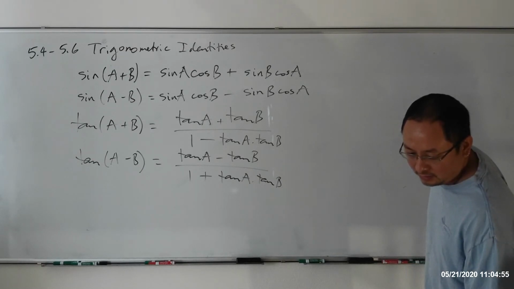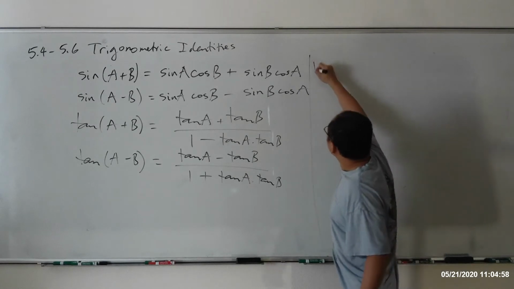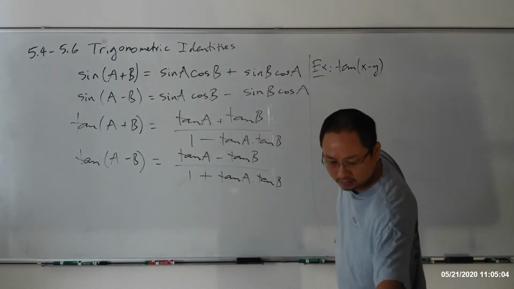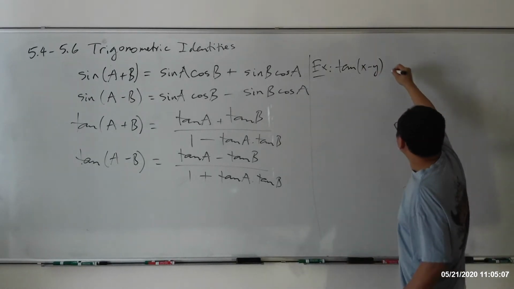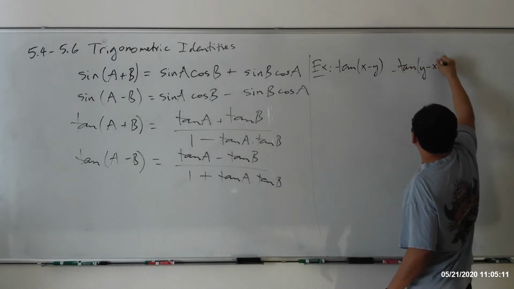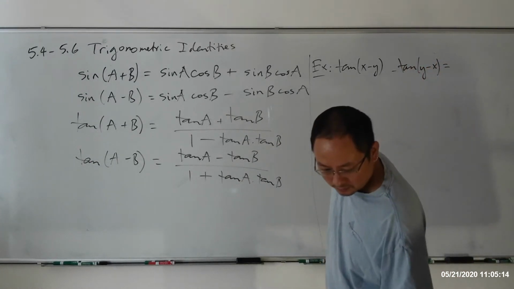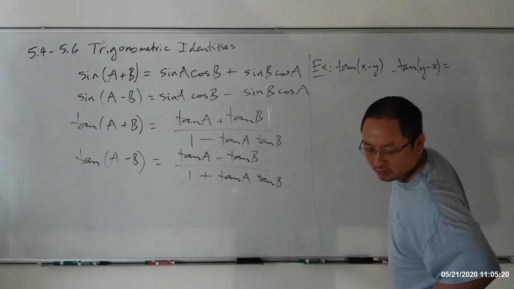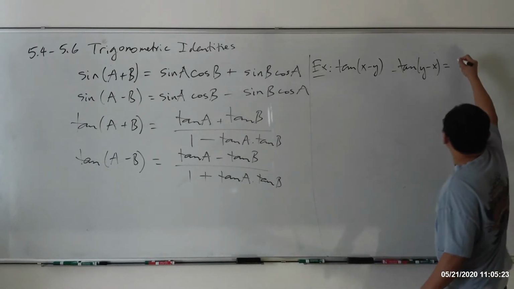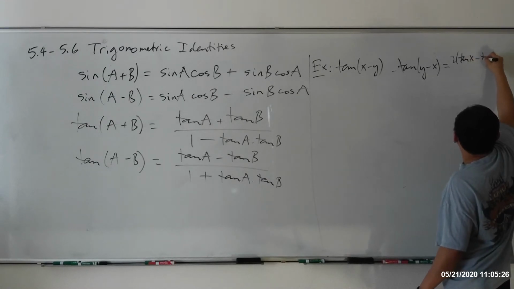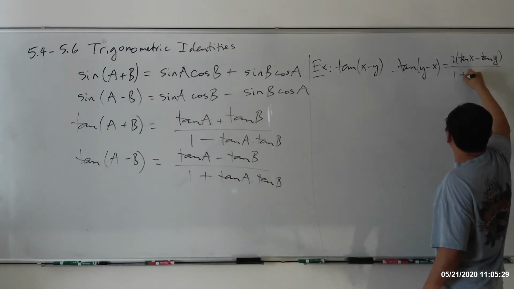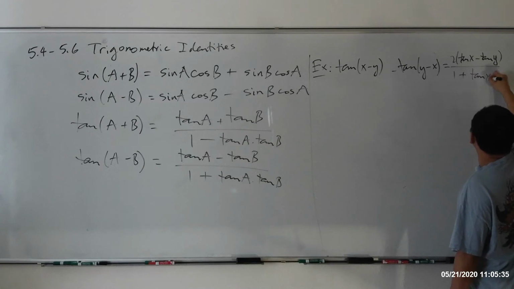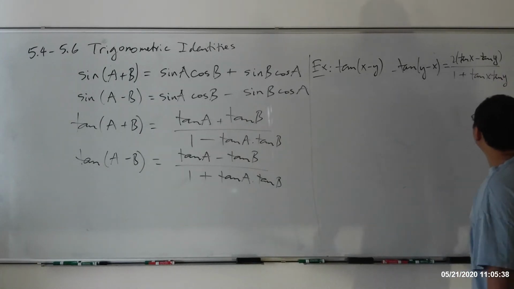Verify the identity. Okay, I see this example. They ask you to show that tangent of x minus y minus tangent of y minus x equals 2 times tangent of x minus tangent of y over 1 plus tangent x times tangent y. I'm just randomly looking at an example. I think this is pretty easy.